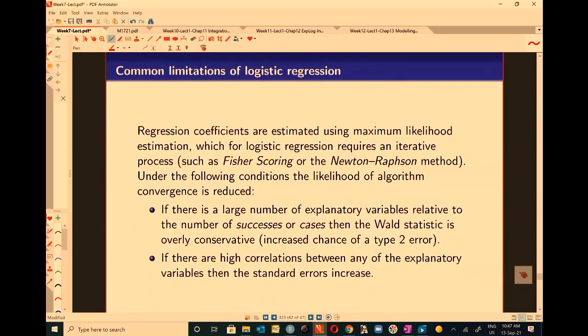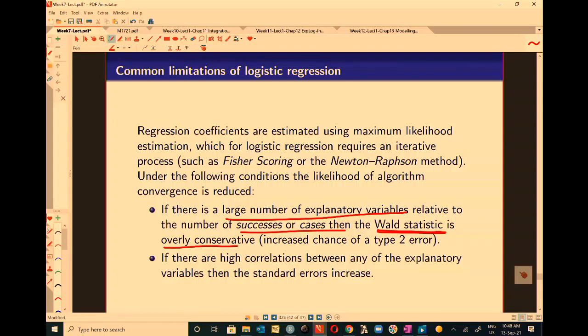Now, common limitations of the model we're looking at here. The problem with the Wald test, or the Wald statistics for the hypothesis test for the individual coefficients, is that it can be quite conservative, especially if you have a large number of variables in the model relative to the number of successes or cases in the data. Remember, we have binomial observations only, and you might only have 2 or 3 observations on the binomial distribution.